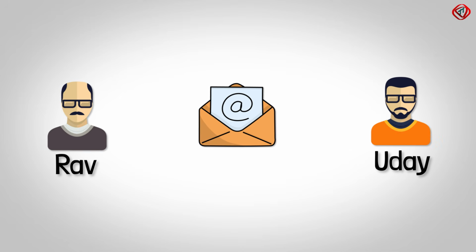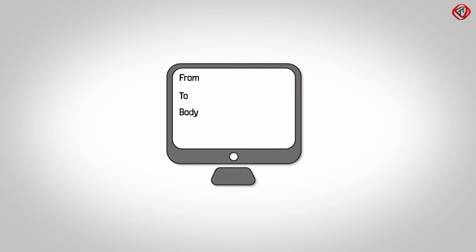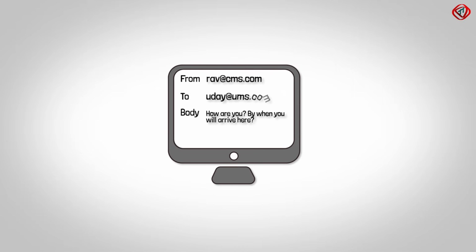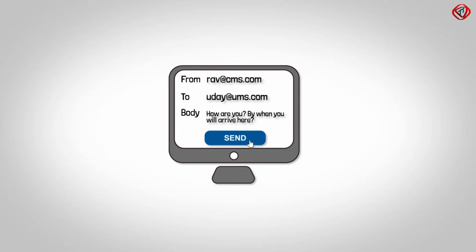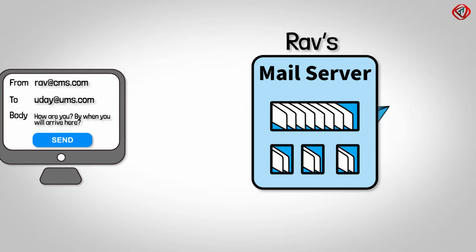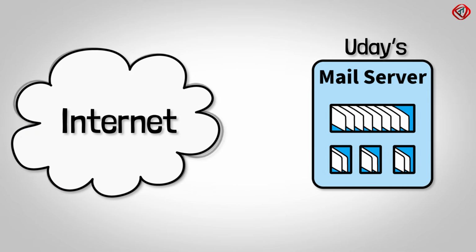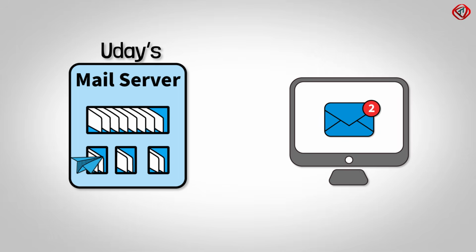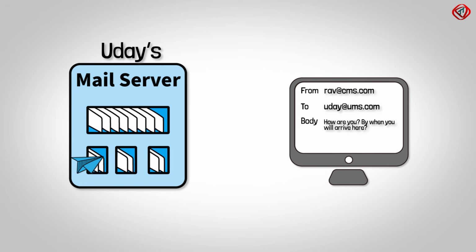If Rev wants to send a message to Uday, he opens an email app like Outlook or Gmail, writes his message, enters his email address, Uday's email address, and clicks send. The message first goes to Rev's mail server, which sends it through the internet to Uday's mail server. The message waits in Uday's inbox until he opens his email and reads it.